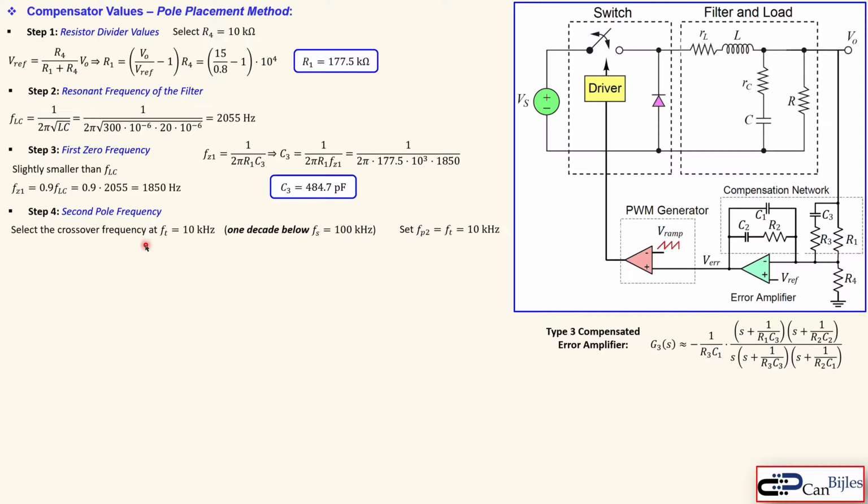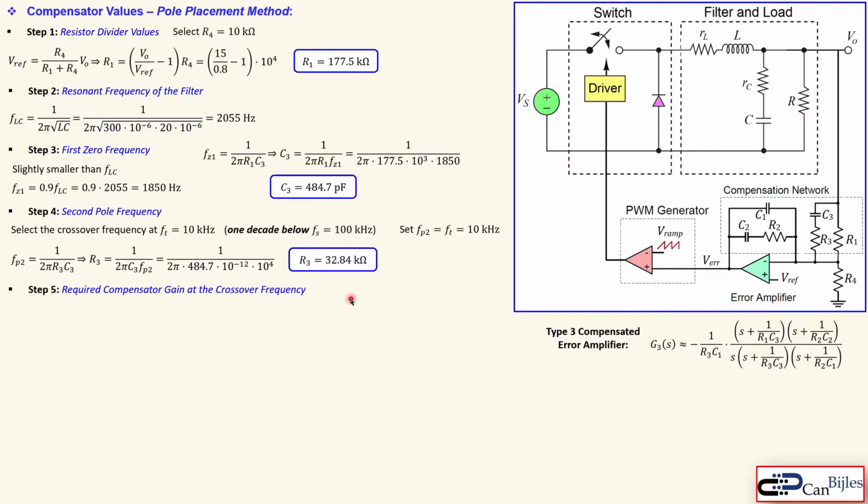So that means in order to set then the second pole frequency to the crossover frequency or unity gain frequency, we say fp2 is then equal to the unity gain frequency, 10 kilohertz. We already said this is the formula for our fp2, so that means the R3 can be calculated since we know the C3 and we have selected our second pole frequency. And that will give you now 32.84 kilo ohms. Okay.